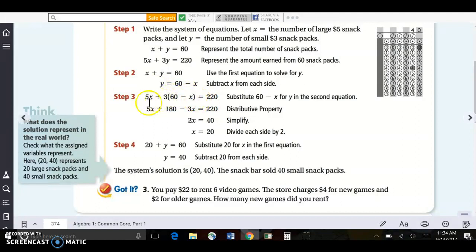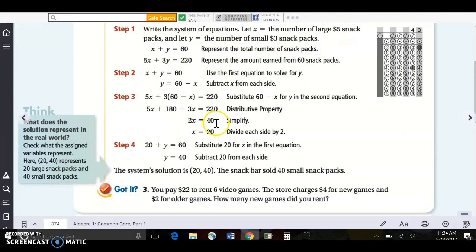And then I distribute it, and I have 5x plus 180 minus 3x equals 220. And when I subtract 180 from both sides and combine my like terms, I get 2x equals 40. Divide both sides by 2, and I get 20. And so x equals 20. Not what we're looking for, because that is the large snack pack. We want to find the small.